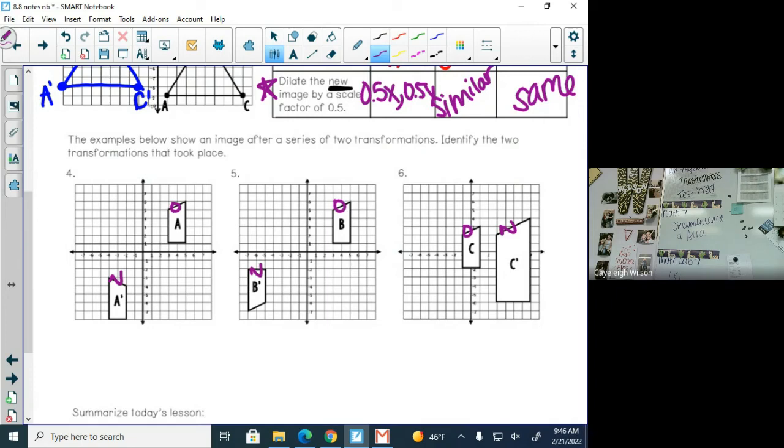We have to say like up 7, down 7. Wait, up 7.